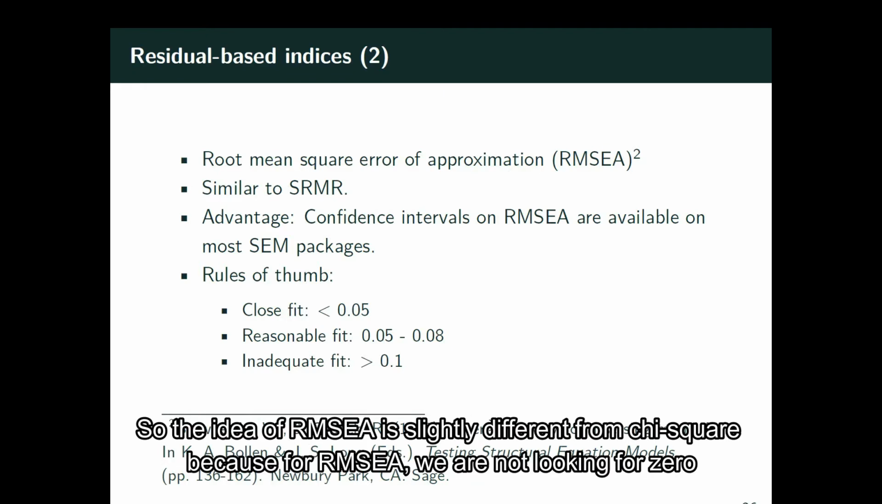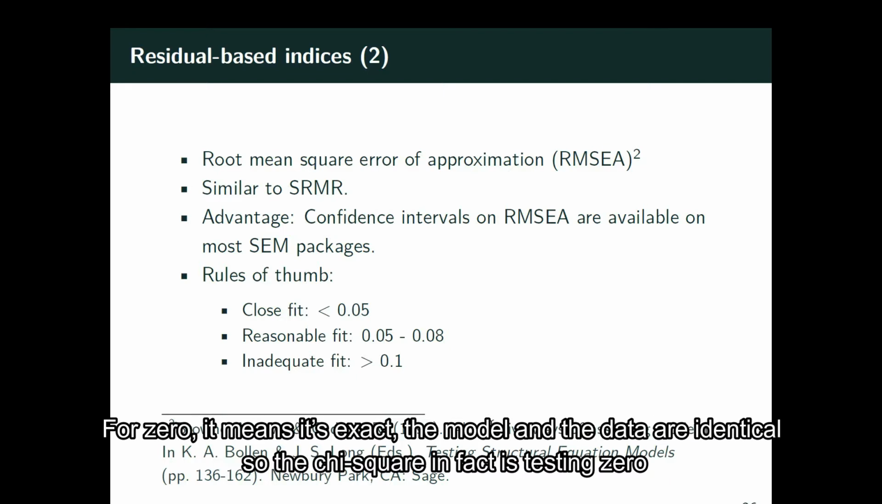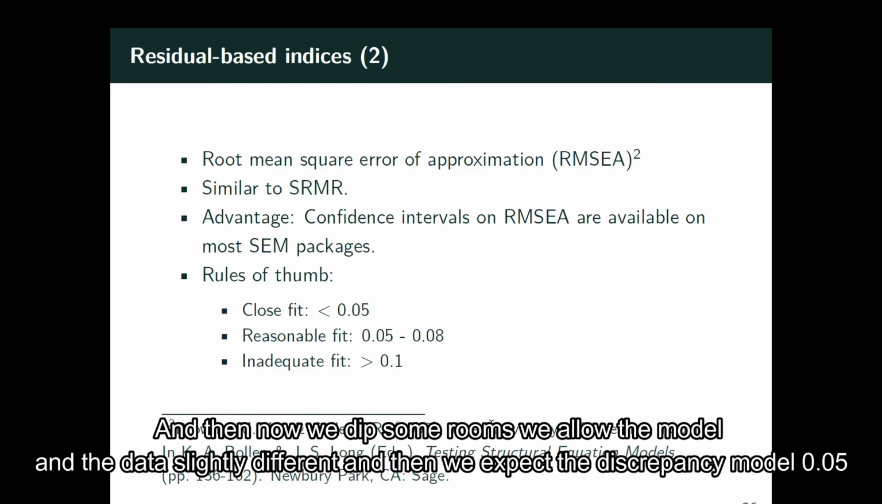So the idea of the RMSEA is slightly different from chi-square, because for RMSEA, we are not asking for 0. For 0, it means it's exact: the model and the data are identical. So the chi-square test, in fact, is testing for 0. Now we leave some room, allowing the model and the data to be slightly different, and we expect the discrepancy to be less than 0.05.